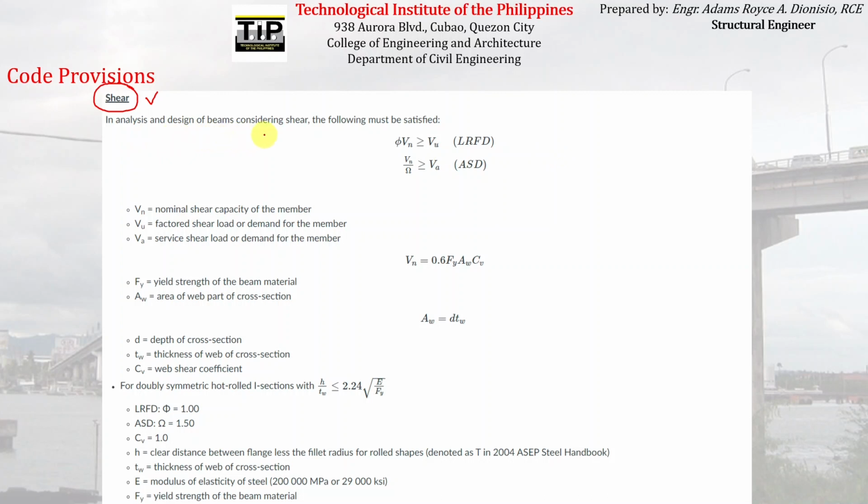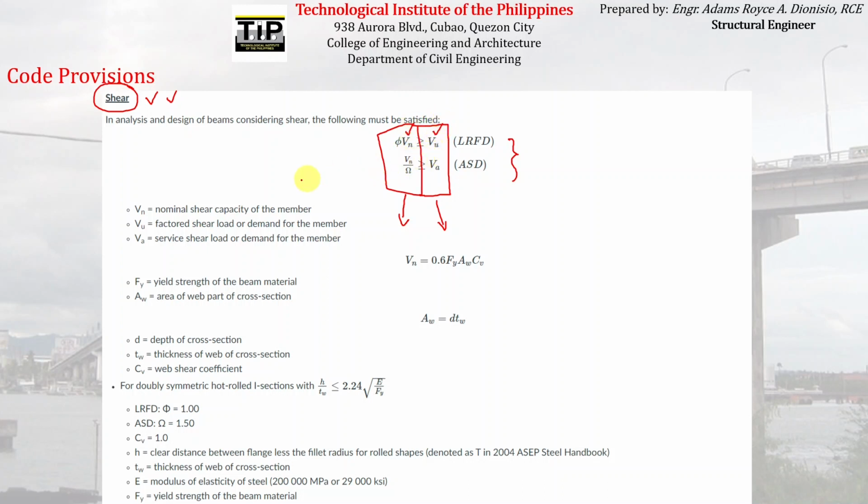In analysis and design of beams, considering shear, the following must be satisfied. So these are just similar to the formulas that I have shown for flexure. We just provided a different notation or symbol for the capacity as well as for the demand. But the whole concept is still the same. The capacity must be greater than the demand. Okay. So in here, since we are talking about shear, obviously the source of the capacity must be with respect to the shear, as well as the demand.